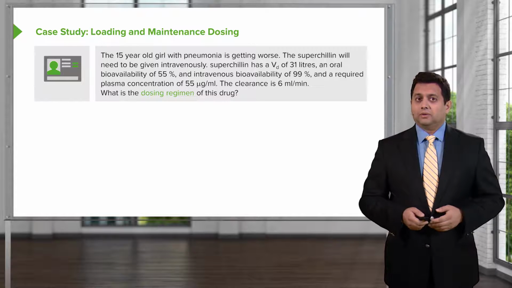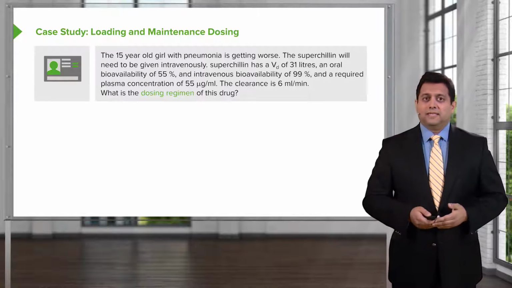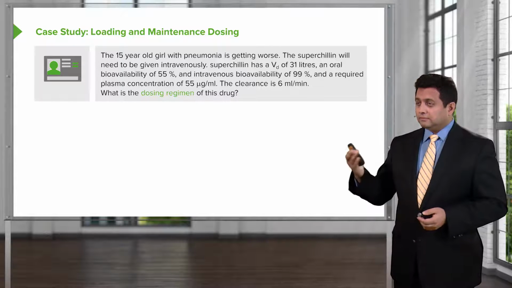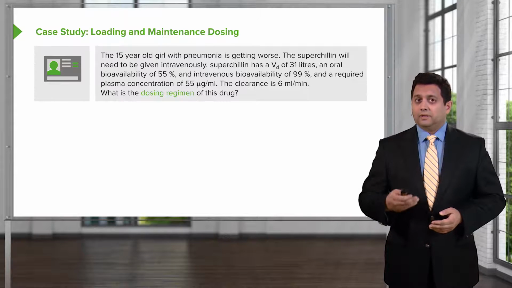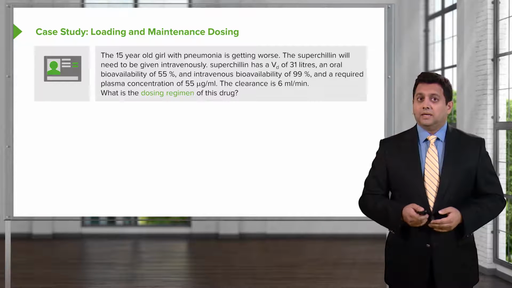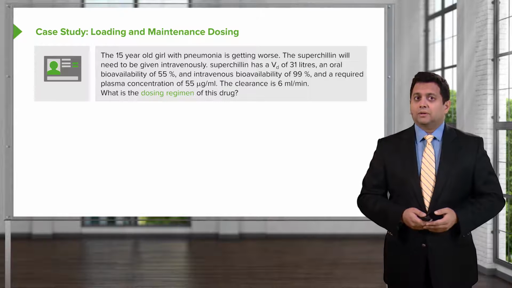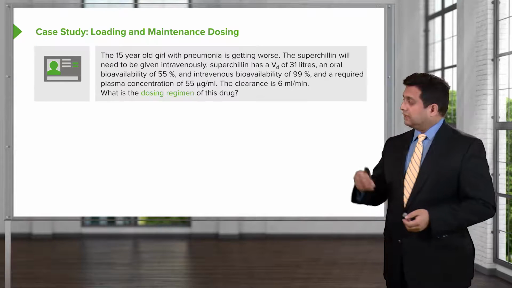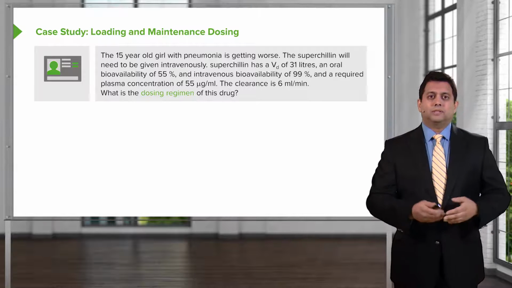This 15-year-old girl with pneumonia is getting worse. The Supercillin will need to be given intravenously. Supercillin has a VD of 31 liters, bioavailability 55%, intravenous bioavailability of 99%, and a required plasma concentration of 55 mics per mil. The clearance is 6 mils per minute. What's the dosing regimen of the drug?